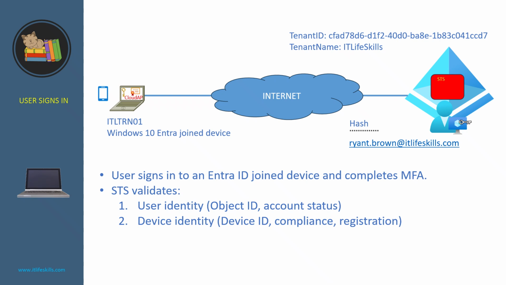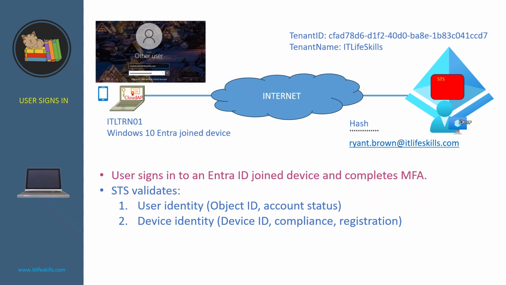The process begins when the user signs into an Entra ID joined device and completes MFA. Then STS in Entra ID validates the user identity by querying the object ID to check the account status. It makes sure the account is active. STS can also validate the device identity by querying the device ID to make sure the device is in compliance status and the device is an Entra ID joined device.